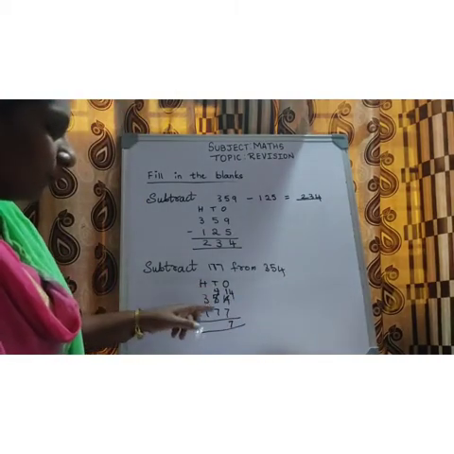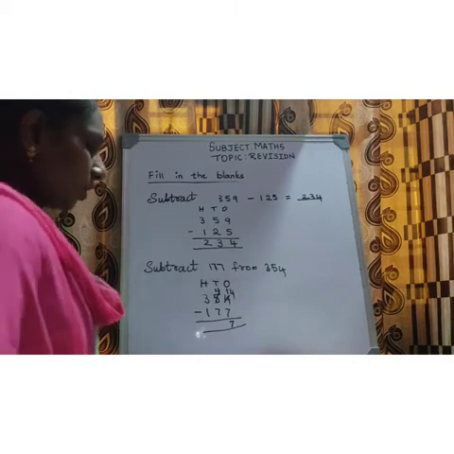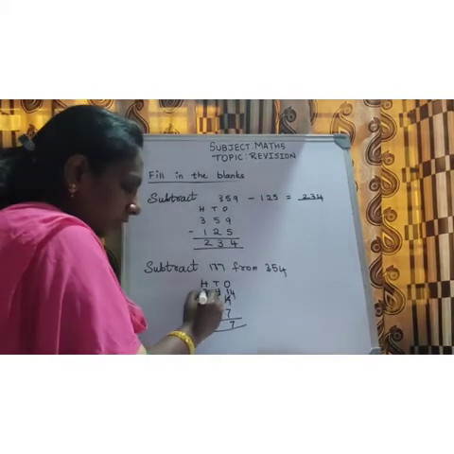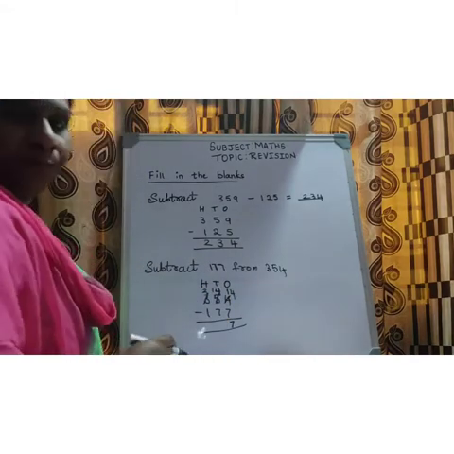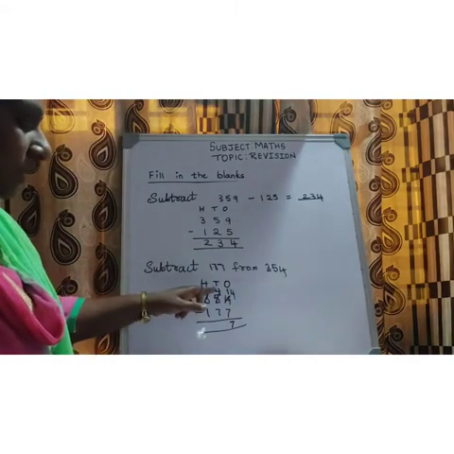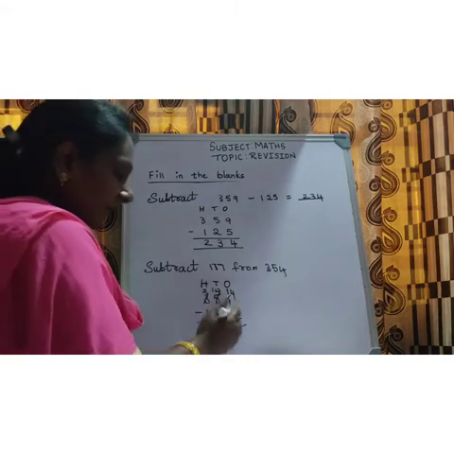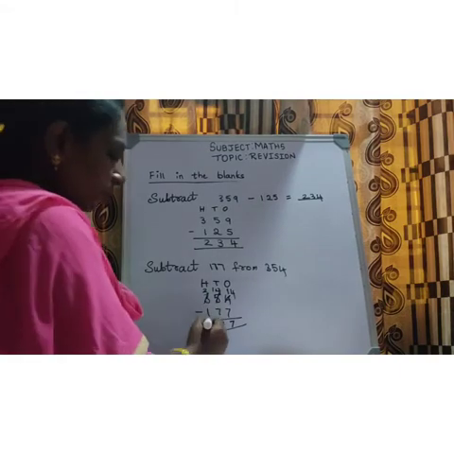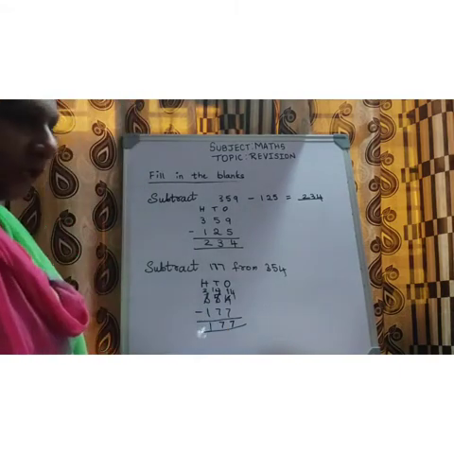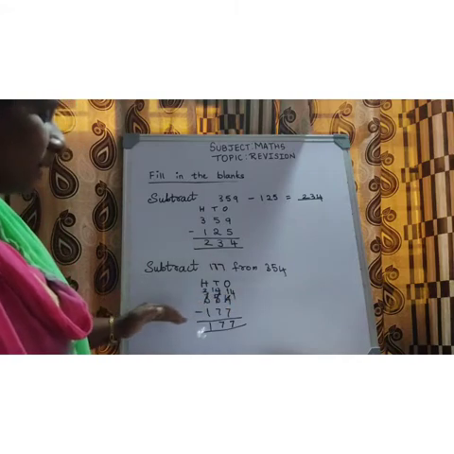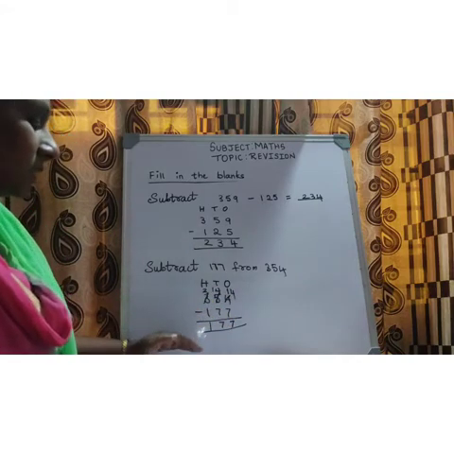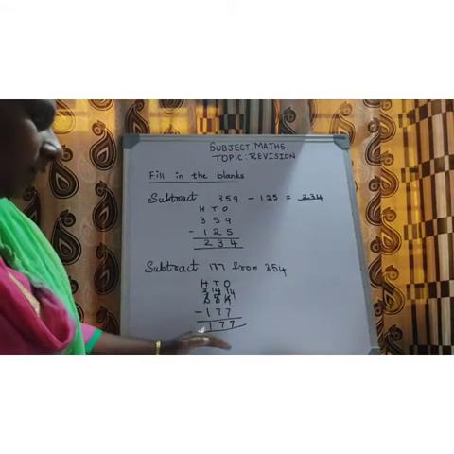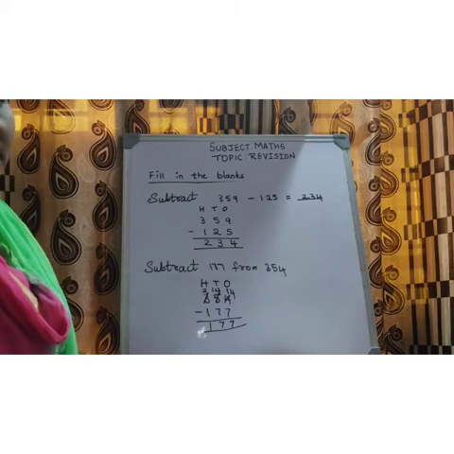Next we have 4. 4 minus 7. Can you subtract, children? No. So what you should do? You should borrow 1 from the hundreds place. So when you borrow 1, here it becomes 2 and here it becomes 14. So 14 minus 7 is equal to 7. So 2 minus 1. 2 minus 1 is equal to how much, children? 1. Okay. So 354 minus 177, the answer is 177. So the difference is 177.